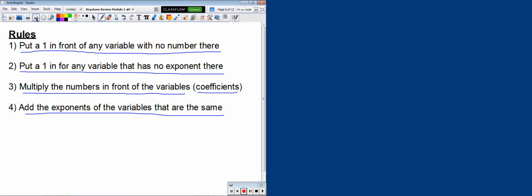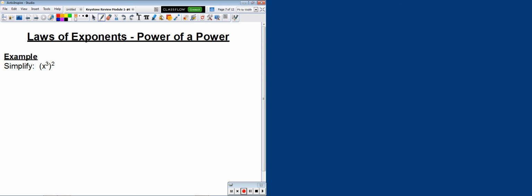So the other type of multiplication problem is known as a power of a power. Sometimes they're referred to as double exponent problems. So when you have something like this, I'm going to once again show you how you would work it out the long way, and then we'll talk about what the shortcut is. If you take something and you square it, what you're essentially doing is multiplying it by itself twice. So when you have x cubed squared, what this really means is x cubed times x cubed.